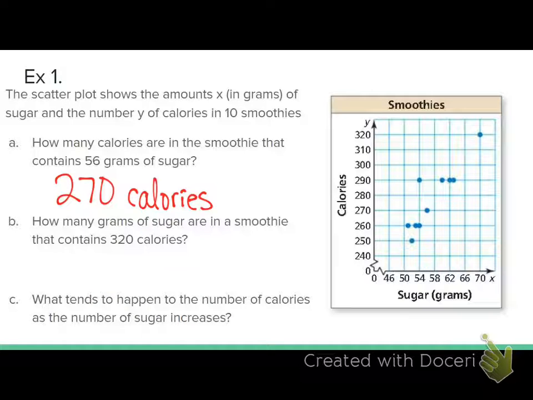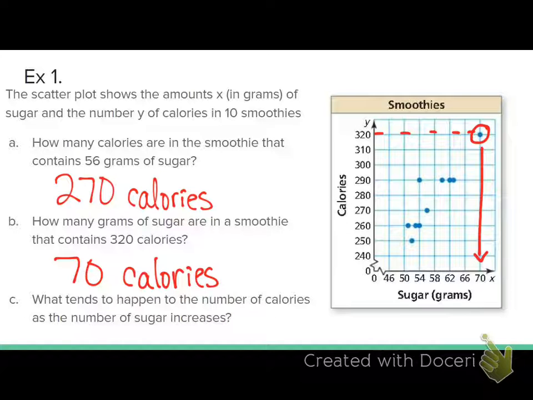Letter B. How many grams of sugar are in a smoothie that contains 320 calories? 70. Okay, so this time we're going on the calories up to 320. We trace across, we find this point. And yes, I agree with those of you that have said that it has 70 grams of sugar. Questions about A and B? Being able to read our scatter plot?